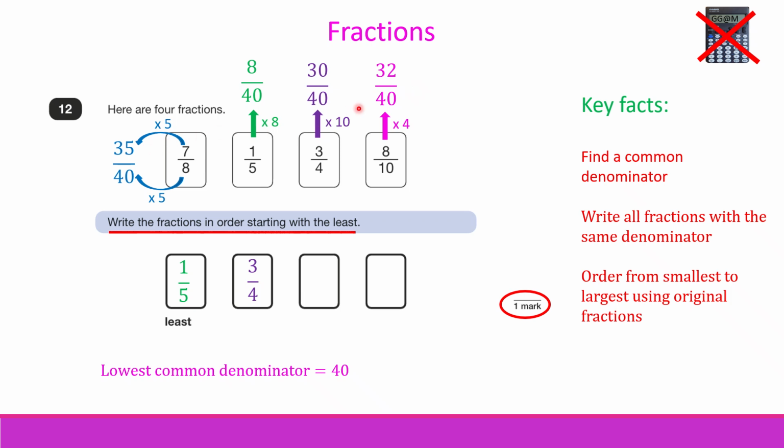The next smallest or the next least is 32. So that means the 8 over 10 is going to get written here. And the largest one is the 35, which means we're going to write down the 7 over 8 over here. This is the correct order that you need to write them in to get the full mark in the exam. Give yourself a big tick if you got that correct. Well done.